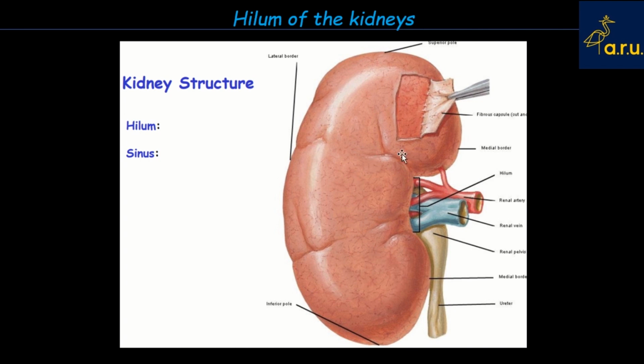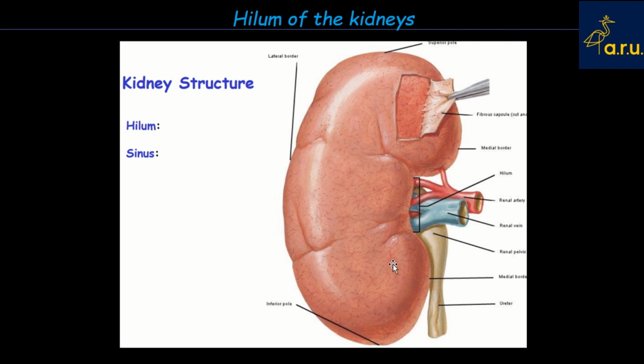Now, the renal sinus is going to be inside the kidney, so we can't really see it over here, but it's going to be inside the substance of the kidney. So in other words, the hilum, which is a vertical slit-like opening over here, is the gateway for entry into that space known as the renal sinus within the kidney.